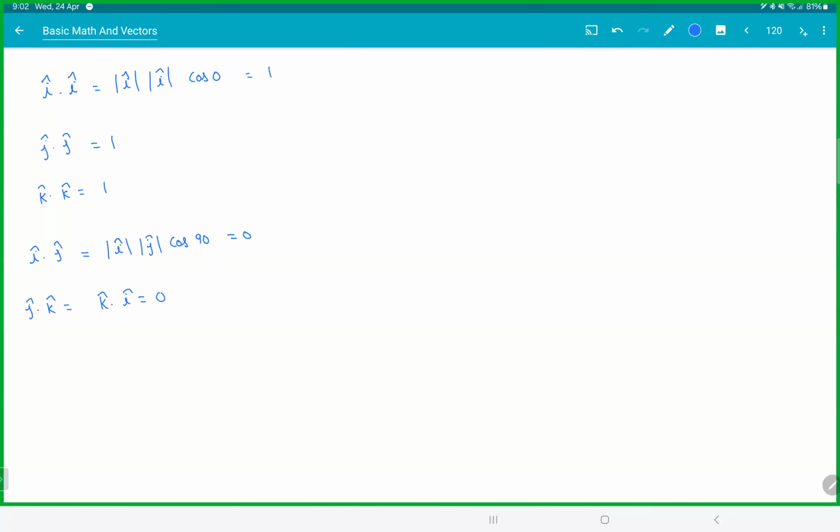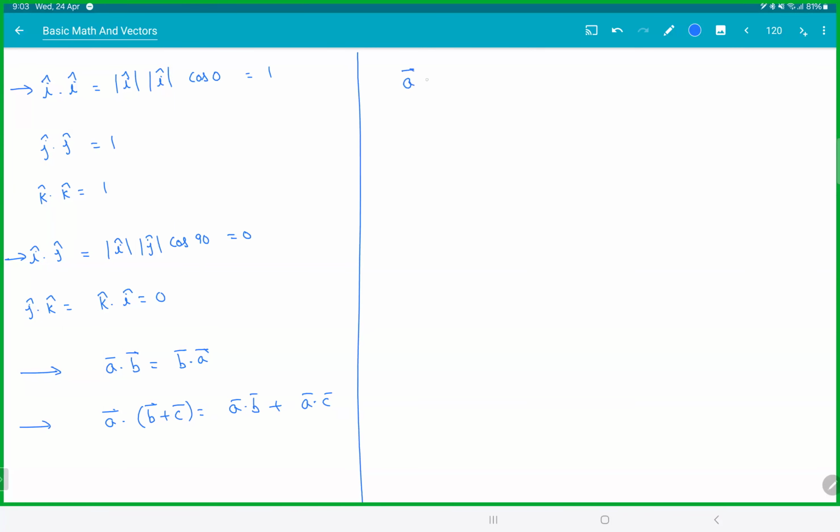So if you have two vectors, from here we can write down a few things. A bar dot B bar is also equal to B bar dot A bar. If you have A bar dot (B bar plus C bar), it can be written as A bar dot B bar plus A bar dot C bar. You can just expand them.